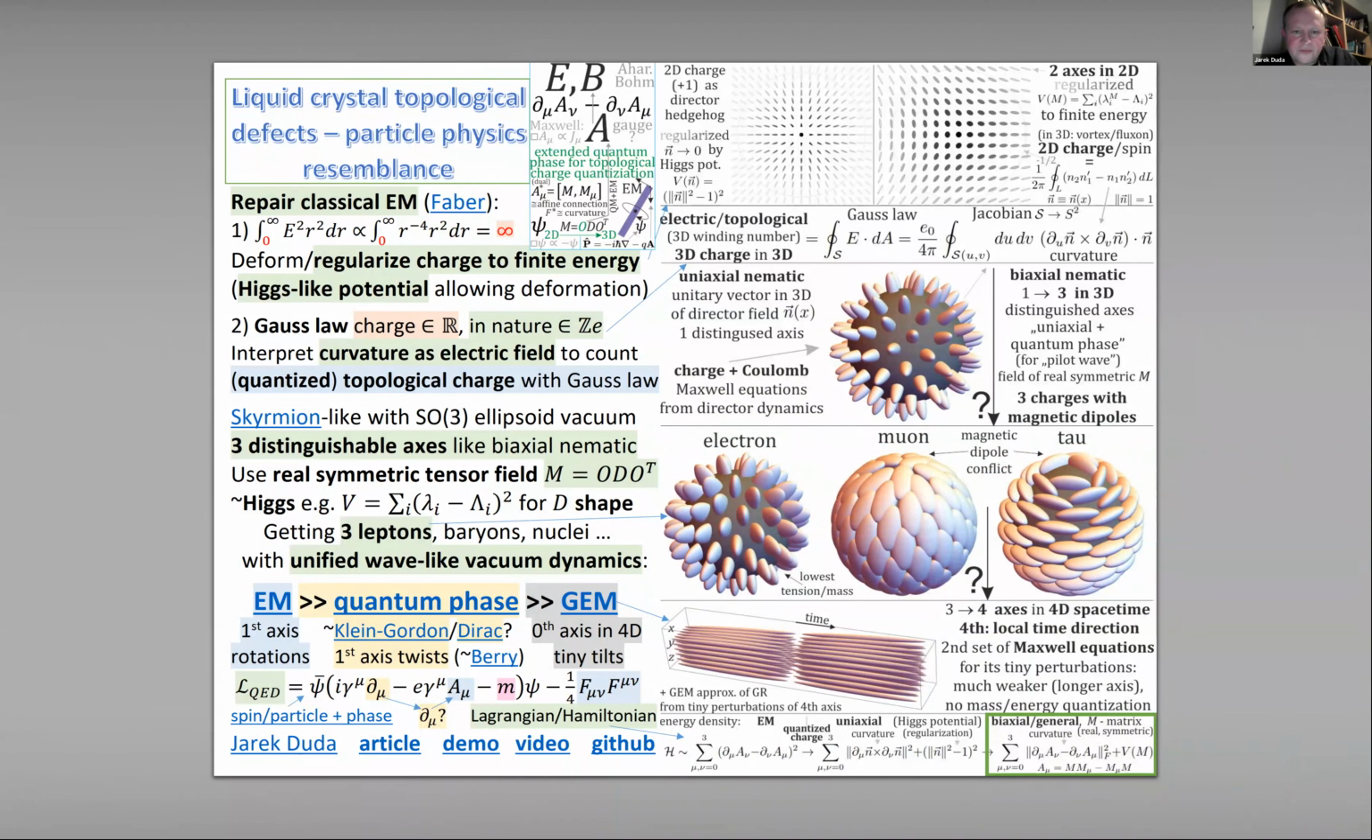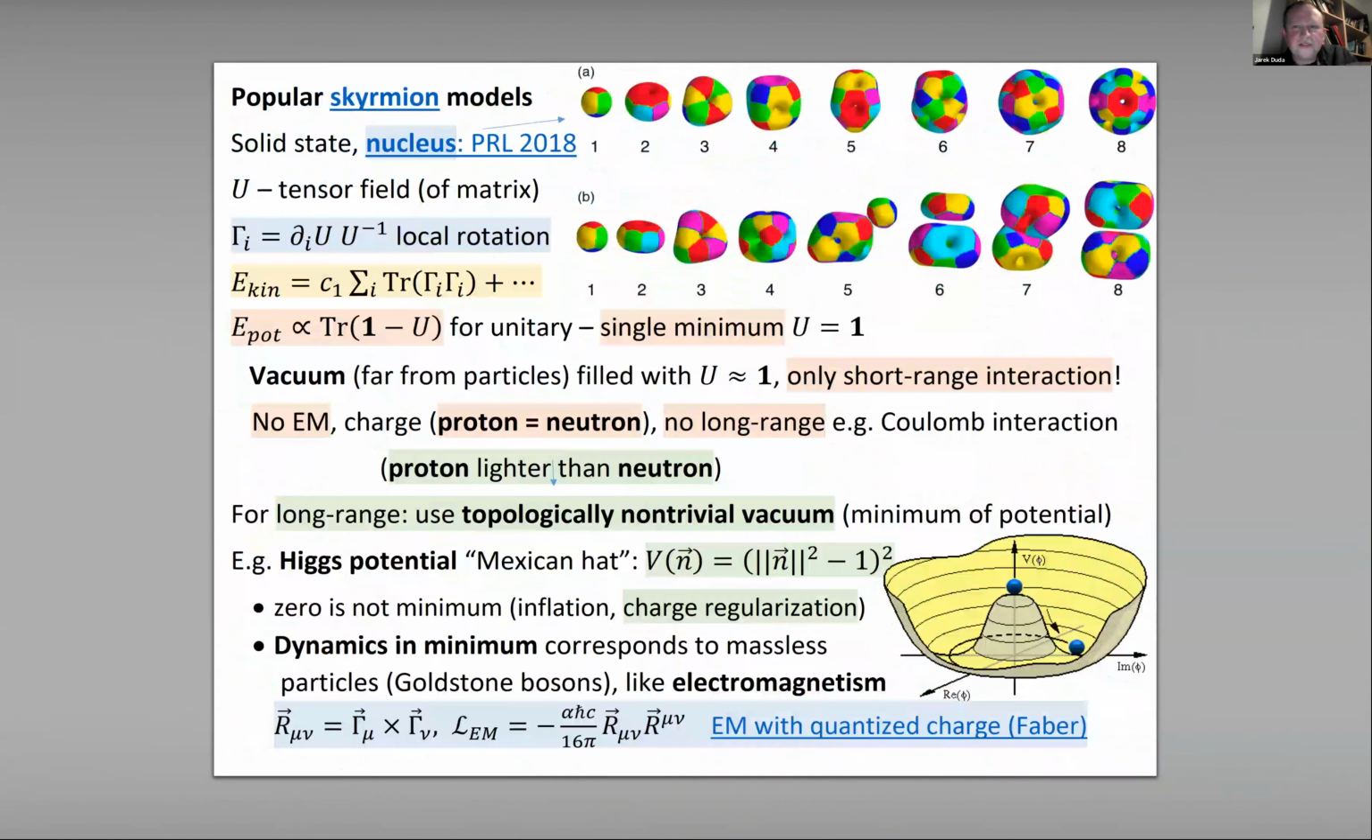So let me briefly go through. It's similar to Kerr-Newman approaches, but with the difference that they use a potential with a single minimum, so they have a trivial vacuum, while we are using a Higgs-like potential. Thanks to that, we have a non-trivial vacuum with long-range interactions, like the Coulomb interaction. So in the Kerr-Newman model, they don't have long-range interactions.